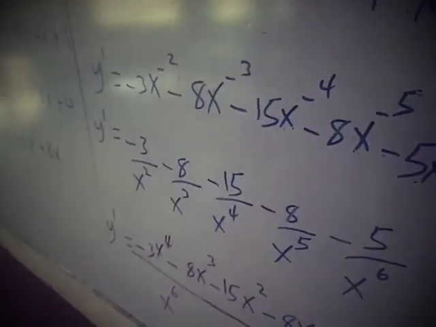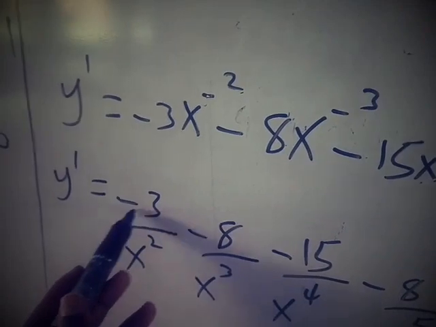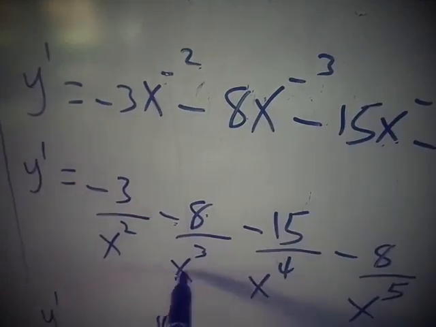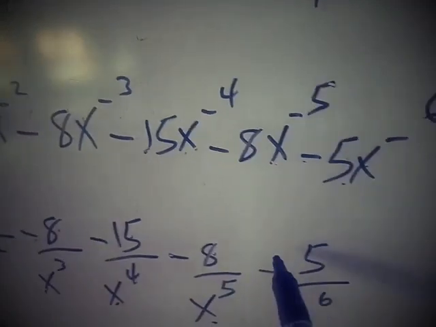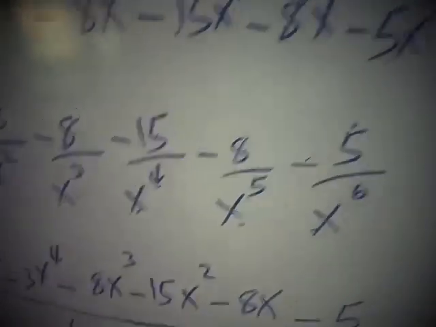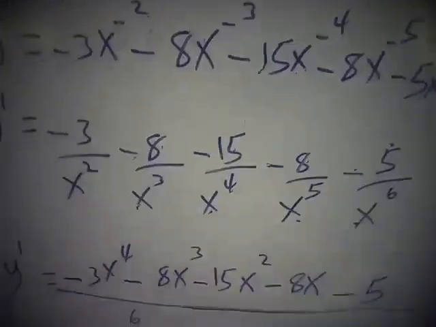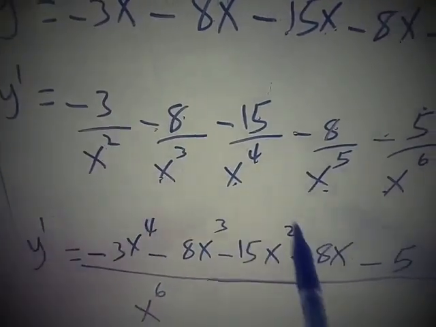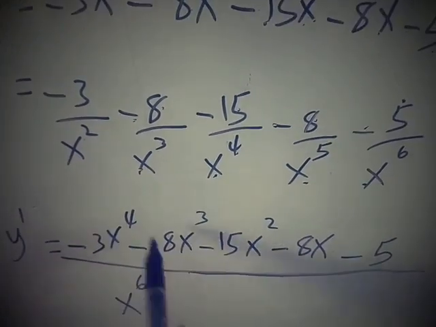Then from there, you can take the index down to make it positive. So this can be written as negative 3 over x squared, negative 8 over x cubed, negative 15 over x power 4, negative 8 over x power 5, and negative 5 over x power 6. Then we can write them as a single fraction. We can simplify it, and we write it as a single fraction. How do you do that? You take the LCM of x power 2, x power 3, x power 4, x power 5, x power 6. You take the highest index.